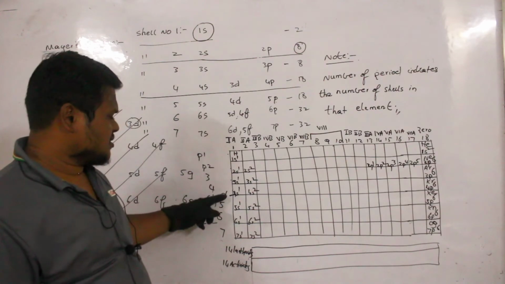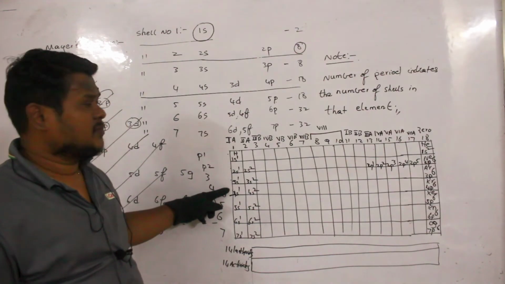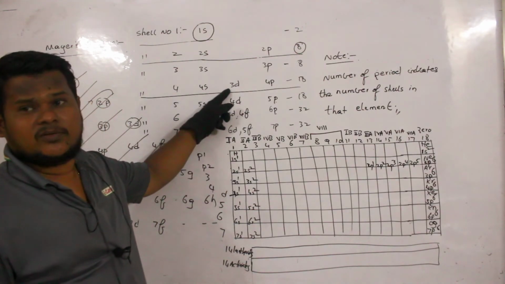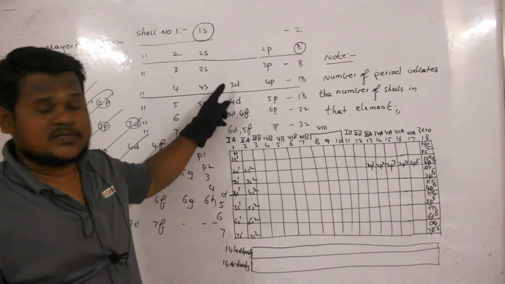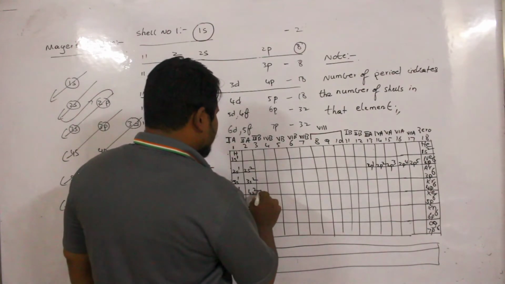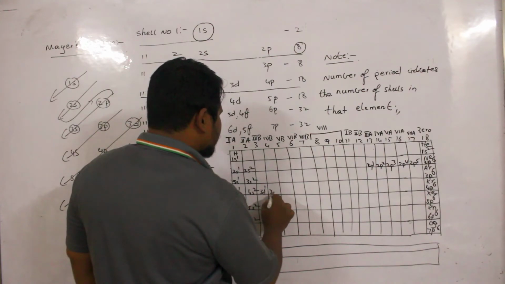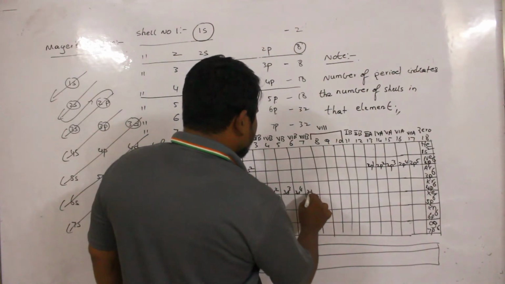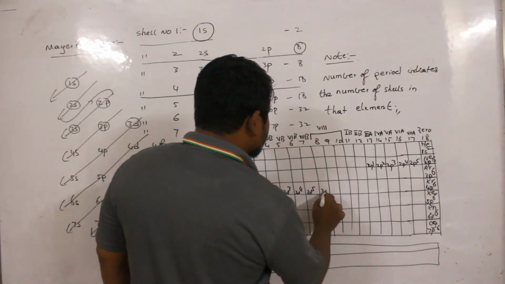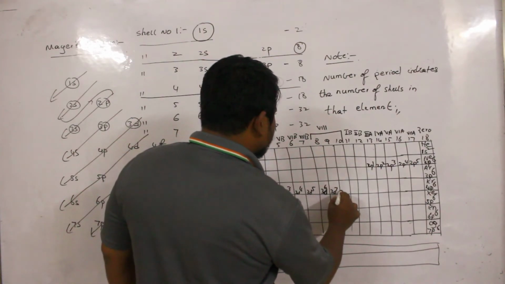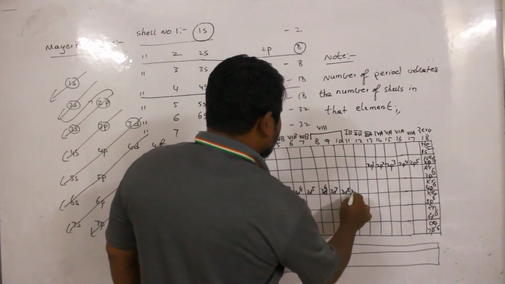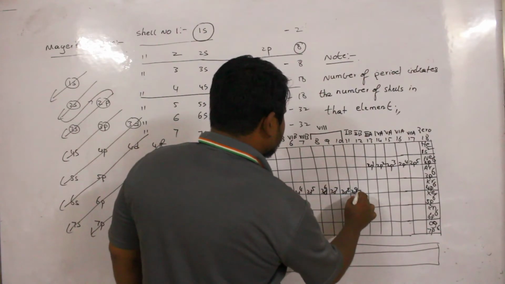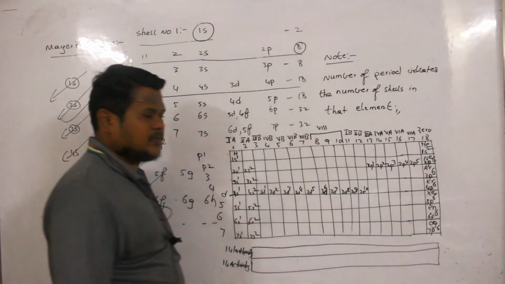So here the last shell is the fourth shell only, no? The penultimate shell is nothing but the third shell only, no? So 3D. Are you able to understand, no? So therefore 3D1, 3D2, 3D3, 3D4, 3D5, 3D6, 3D7, 3D8, 3D9, 3D10. Are you able to understand, no?